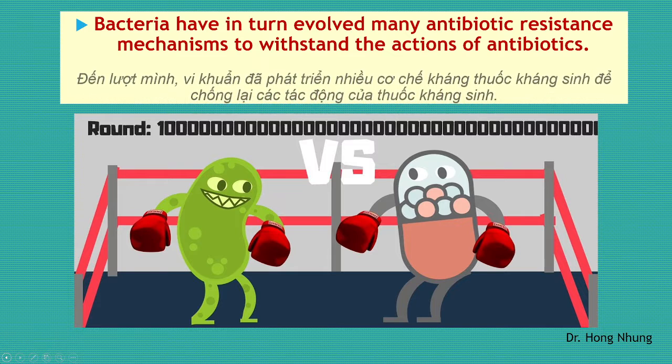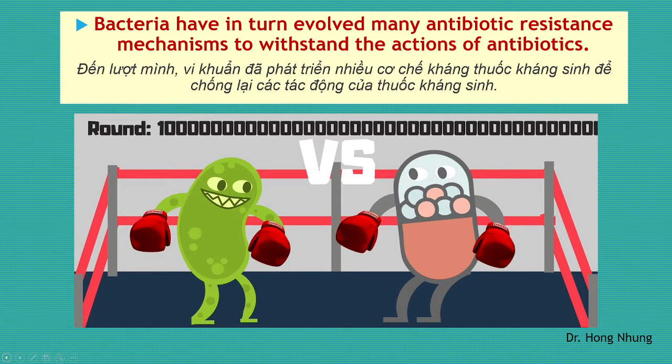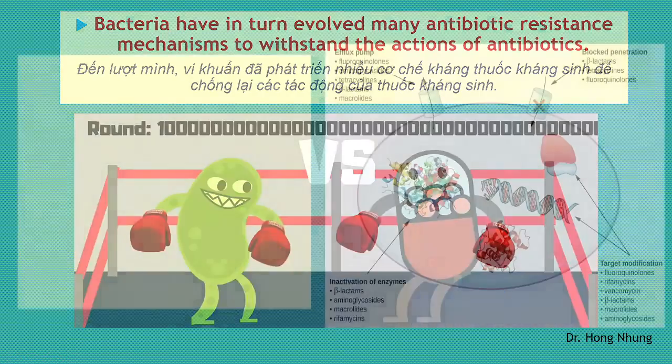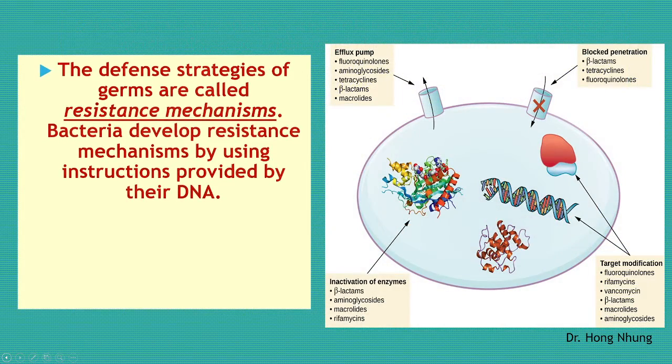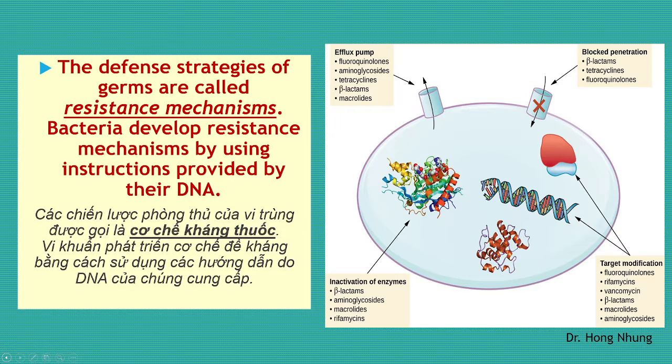Bacteria have, in turn, evolved many antibiotic-resistant mechanisms to withstand the action of antibiotics. The defense strategies of germs are called resistant mechanisms. Bacteria develop resistant mechanisms by using instructions provided by their DNA.